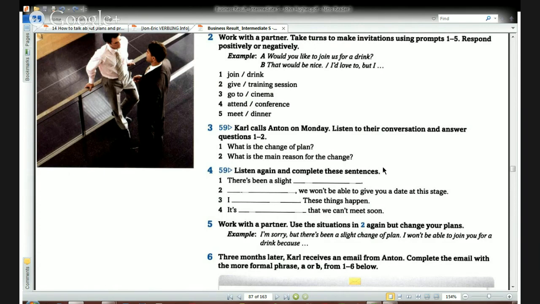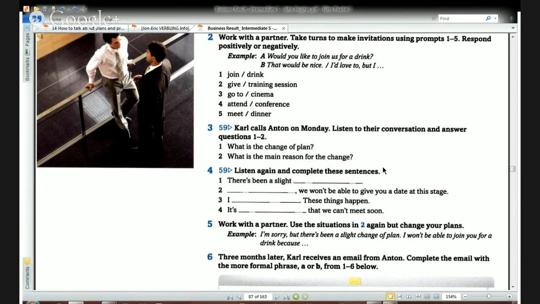Okay. The change of plan is that the meeting will have to wait. We don't know exactly why. I'm not sure that we know why. He mentioned one of his colleagues has something. I don't remember exactly. Okay, we'll listen to it again.